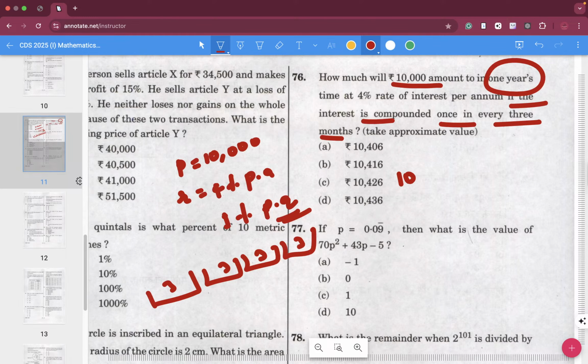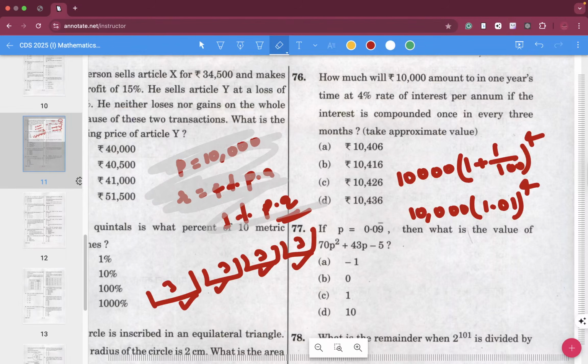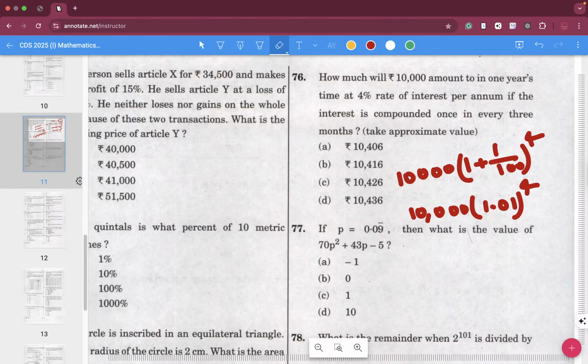So simply put it in the formula: P into (1 plus r by 100) raised to the power t. Over here the time will change into the time period. So now this is your 10,000 into 1.01 raised to the power 4. This is what you have to find out: 1.01 raised to the power 4.